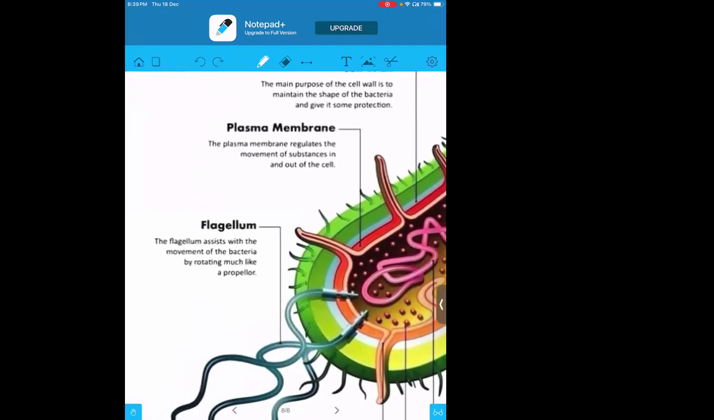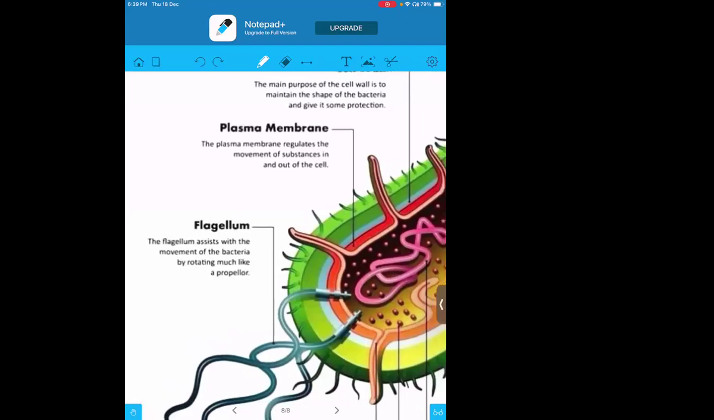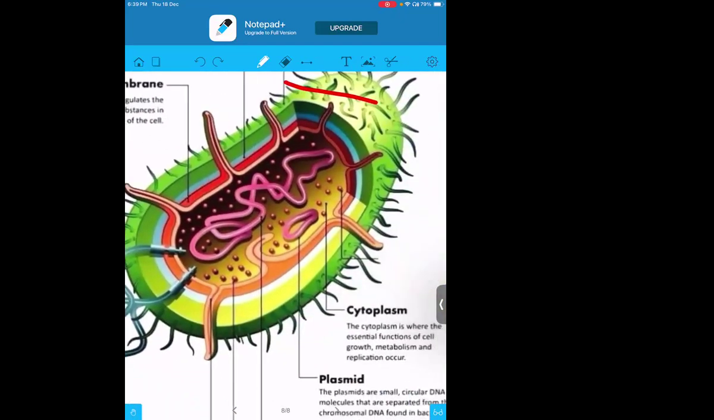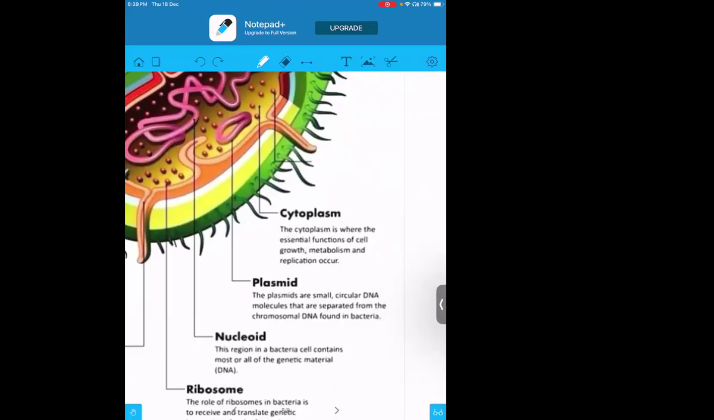Mom, can you hear me? Kirtana, yeah, I can hear you now. So, Kirtana, read the function of the flagellum. The flagellum assists with the movement of the bacteria by rotating much like a propeller. Correct. Srivatsa, read the function of the cytoplasm.